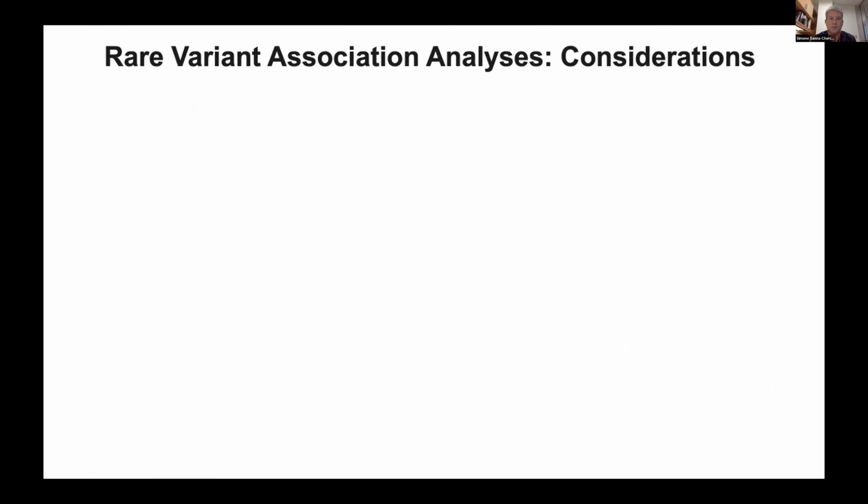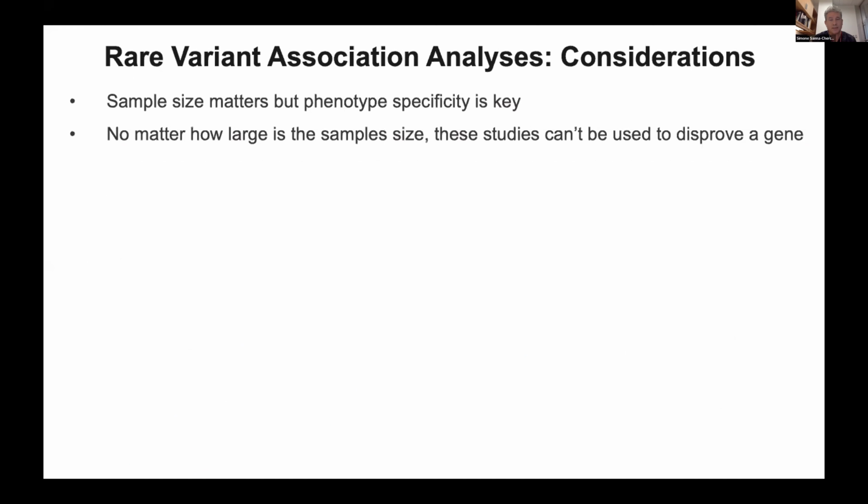So I'll get quickly to the rare variant association analysis and considerations. Sample size matters, but again, here we need a very specific hypothesis behind it. Here it's mostly a study driven by cases that are severe and have no response to therapy. And no matter how large the sample size is, these studies cannot disprove a gene. So you see over and over small sequencing studies in which you sequence 200-300 samples, they don't find a mutation in certain genes, and they question the validity.